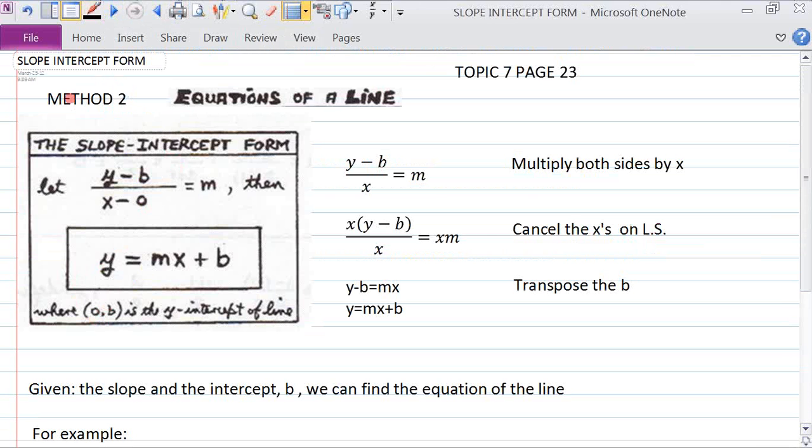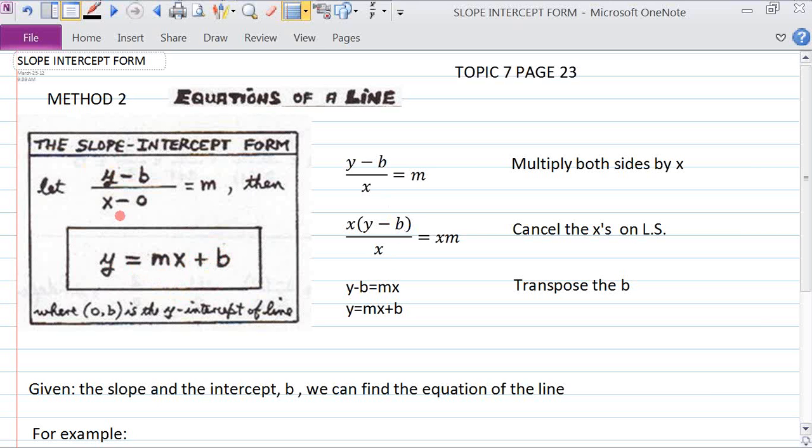Okay, so the other way of obtaining the equation of a line is if we know the slope and the intercept. And here again, we've got delta y over delta x equals m, and we're substituting the intercept into this equation, which means that the x is 0 and the y is equal to b. And we get this simplified form of the equation, y equals mx plus b. If we know the slope and we know the intercept, we can get the equation of a straight line.